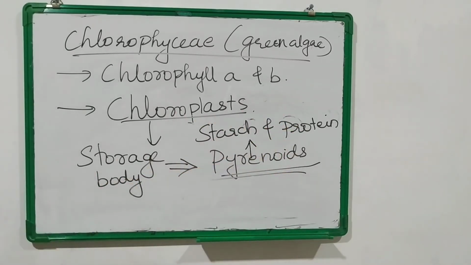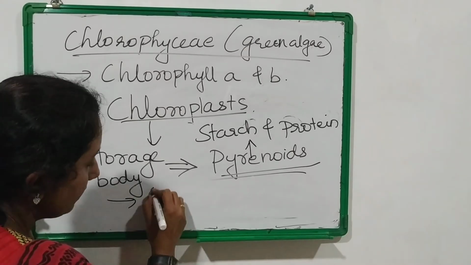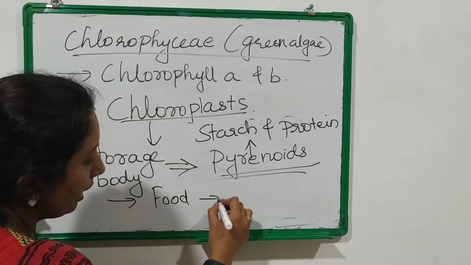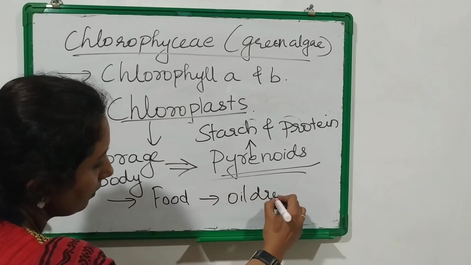So chloroplast exists in different shapes in different organisms. The chloroplast contains storage bodies known as pyrenoids, which store mainly starch and protein. In some algae, they store food as oil droplets.